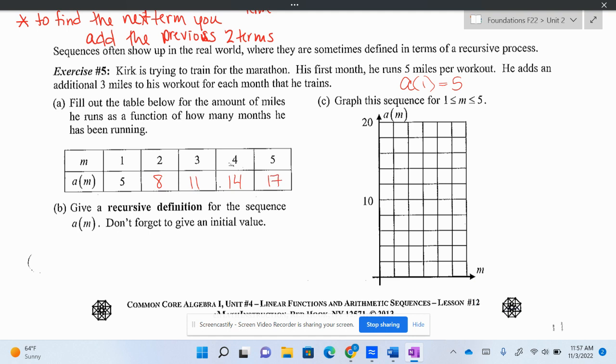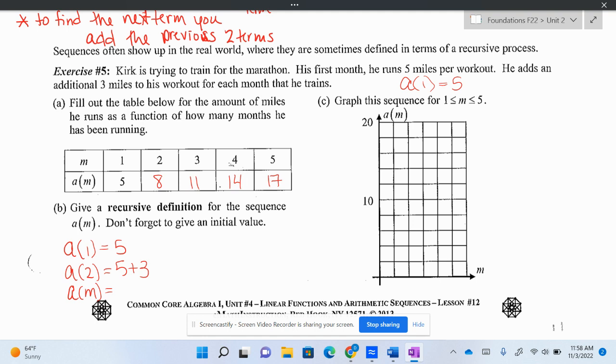We have to give the recursive definition, meaning we have to make the formula for this. Okay, so what's the initial value? We always have to start with a to the 1. What's the initial value? So a to the 1 equals 5. You always have to start with that, okay? So a to the 2 is 5 plus 3, which is 8. So now we have to come up with the recursive formula, which is a to the n.